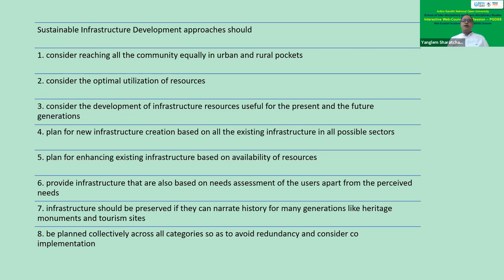Because, for example, why is urbanization happening? The facilities that people get today in urban areas are not available in rural areas. So we must try to avoid that. Then only will we be able to minimize, or at least control, urbanization. Then consider the optimal utilization of resources. Then consider the development of infrastructure resources for present and future generations. It means long-term planning is important, right?